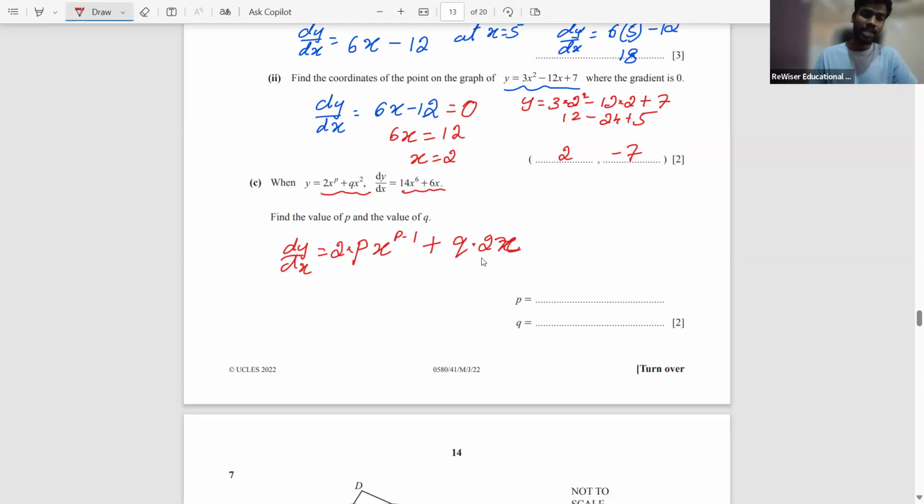So in place of 14, we have 2 times p. So 2p is equal to 14. And in place of 6, we have 2 times q. So 2q is equal to 6. This is going to give us the value of p to be 14 over 2, which is 7, and q to be 6 over 2, which is 3. So that's the reason the value of p is 7 and q is 3.